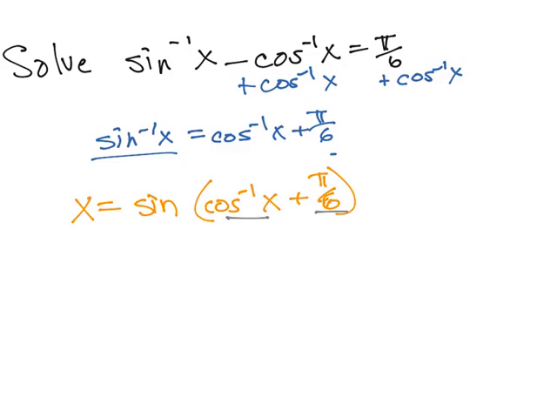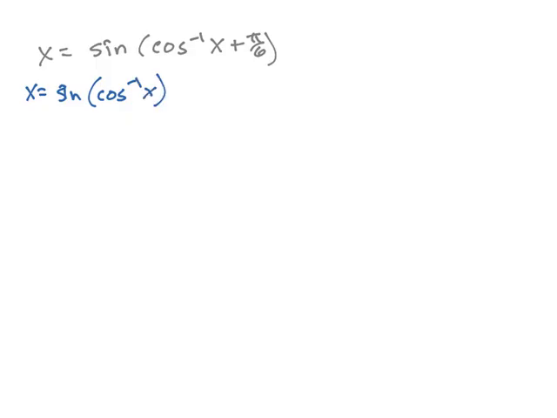And so I can rewrite this using our sum identity, where we have the sum of a sine function. I'm going to rewrite this so we know what we're doing. I know that x equals the sine of my first one, the inverse cosine of x, times the cosine of pi over 6, plus the cosine of the inverse cosine of x, times the sine of pi over 6. Okay, and now we're ready to simplify.